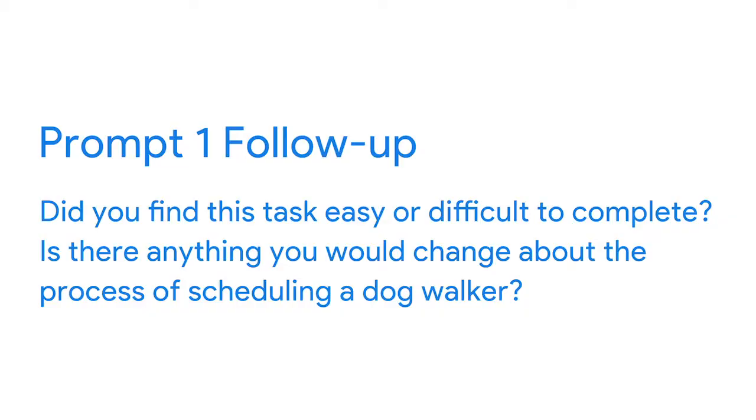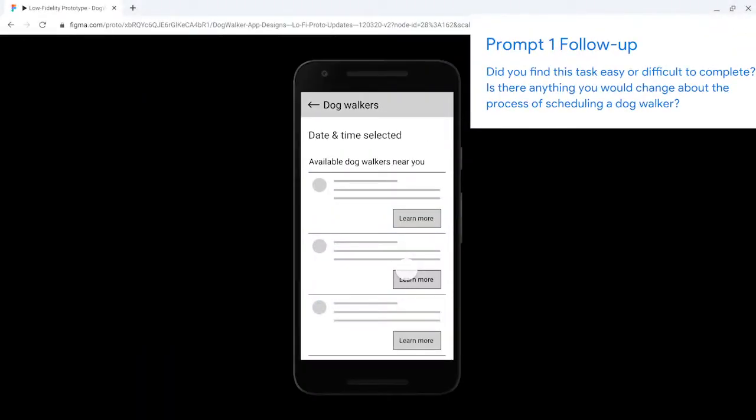Prompt 1 follow-up. Did you find this task easy or difficult to complete? Is there anything you would want to change about the process of scheduling a dog walker? I can't say I'd change anything, honestly. The task was super easy to complete. Schedule a walk was nice and clear with a big button, and I knew right away where to click. Easy peasy.